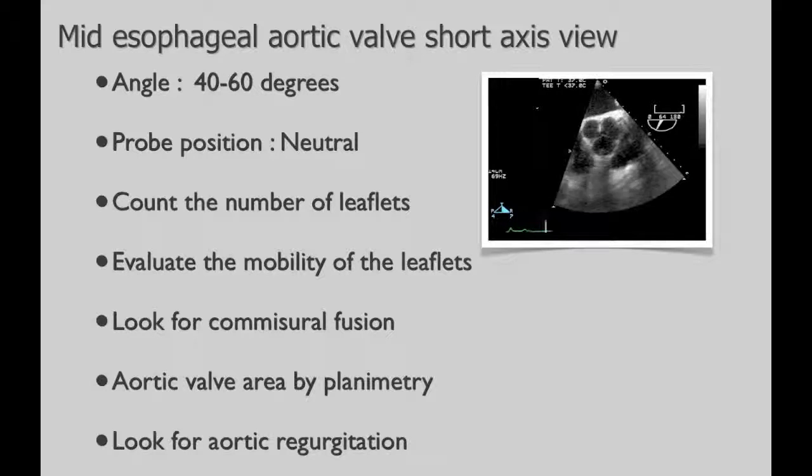It's important to note the number of leaflets should be 3 on the aortic valve, and you should be able to see 3 equal and symmetric leaflets in a normal aortic valve. It's important to evaluate the mobility of the leaflets. Look for things like commissural fusion or calcification. You can size the aortic valve by using planimetry as a function. And you can assess with color flow Doppler for aortic regurgitation in this view.